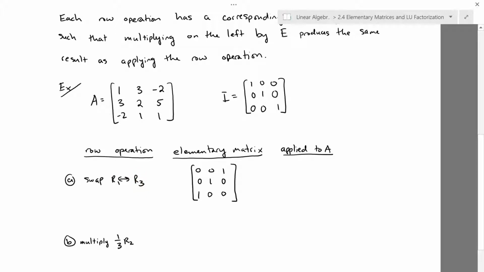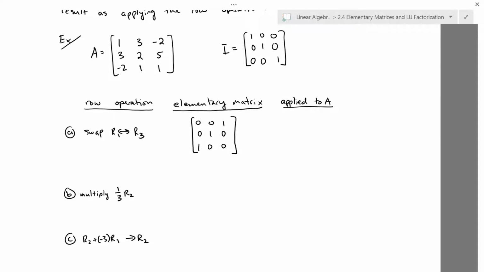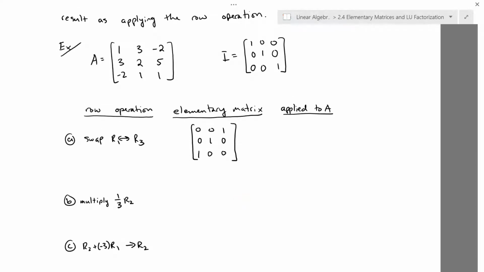And we can see with the other kinds of row operations, you just follow a similar procedure, right? So if I want to take the row operation of multiplying row 2 by 1/3, again I take the identity matrix. First row stays the same. Second row I multiply by 1/3. And the last row stays the same.